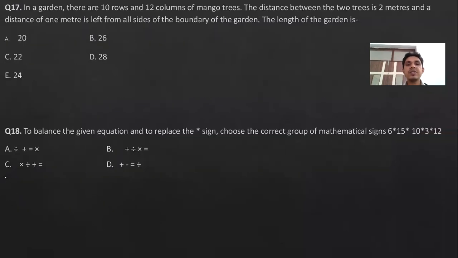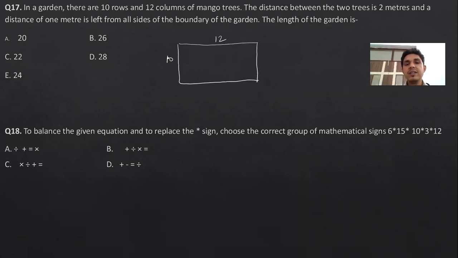Okay, so question number 17 that we have: in a garden there are 10 rows and 12 columns of mango trees. The distance between two trees is 2 meter and a length of 1 meter is left from all the sides of boundaries of the garden. Then the length of the garden is what? Okay, so we can consider this garden as a rectangular plot wherein there are 12 trees in the length side and there are 10 trees in the height side, right?